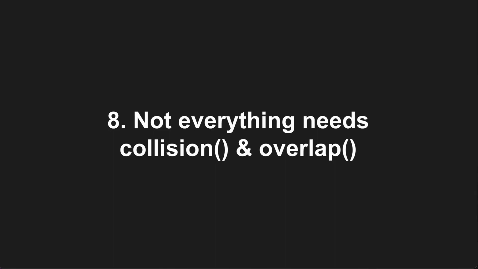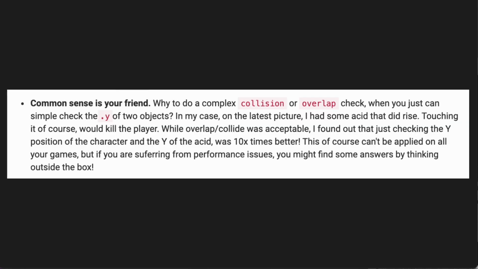The eighth and final point is that not everything needs a collision method or an overlap method. Collision and overlap methods are quite complex. And if you can get away with just checking the Y or X position of a sprite to see if it overlaps with another, you should do that. Now, I'm going to say for all the other improvements, but for this one in particular, you should only apply it if you're having issues hitting 60 FPS. If your game is running fine, don't worry about this too much.